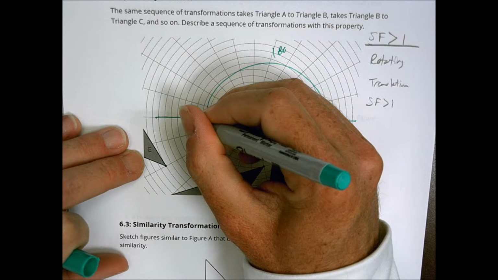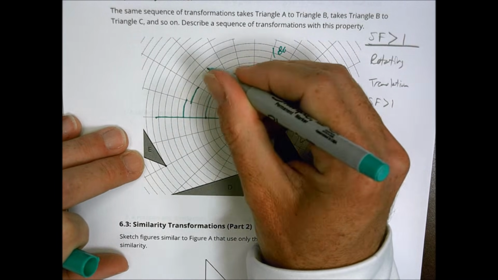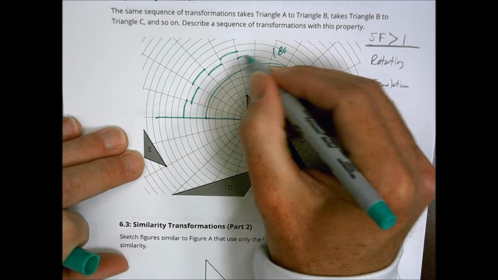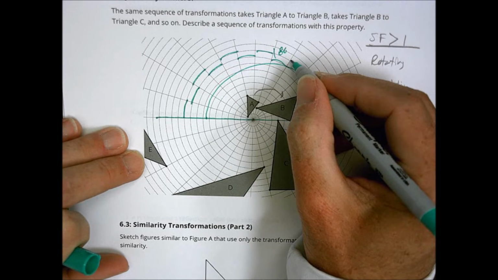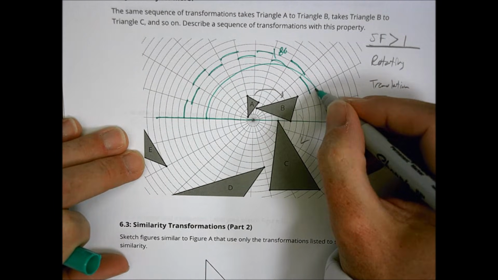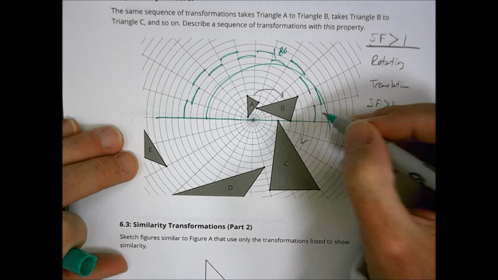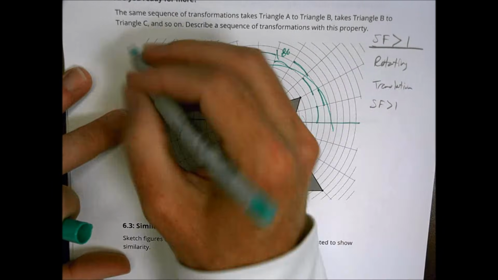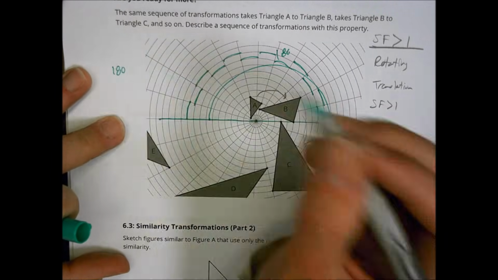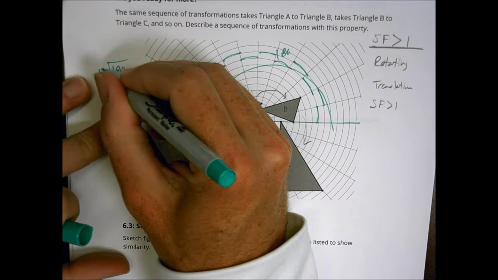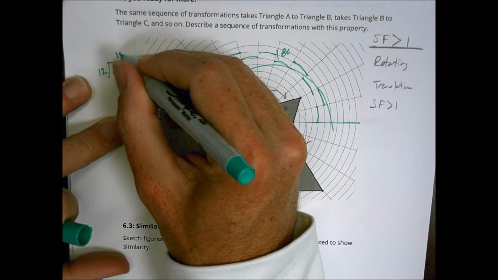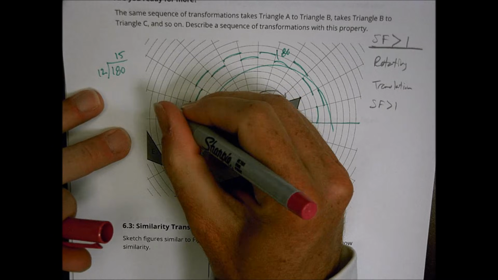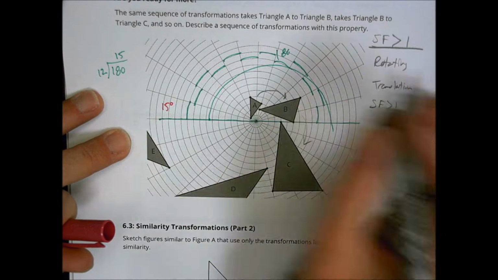I have 1, 2, and then 3, 4, 5, 6, 7, 8, 9, 10, 11, 12, right? So I have 12 segments along that 180 degree measurement. If I took my 180 degrees and divided that by 12, I'm going to end up with 15. I share this with you just to help you out a little bit. That means that every one of these spaces is 15 degrees.